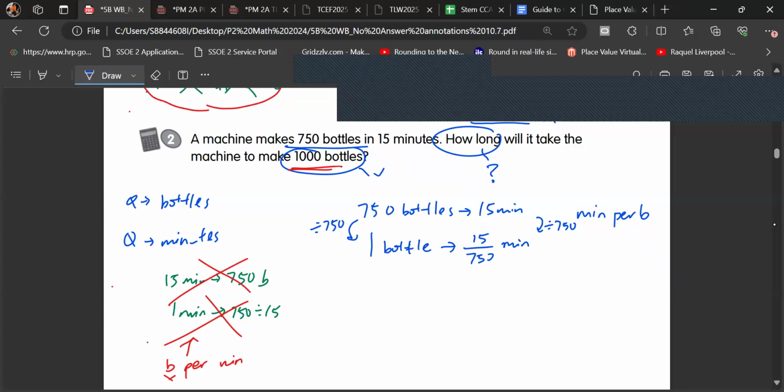So I'm given the bottle. The bottle is 1,000 bottles. So how long will it take? It'll be 15 out of 750 multiplied by 1,000. Ready? What's the unit?